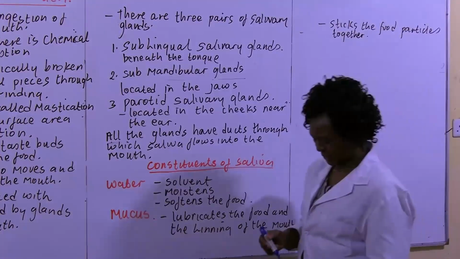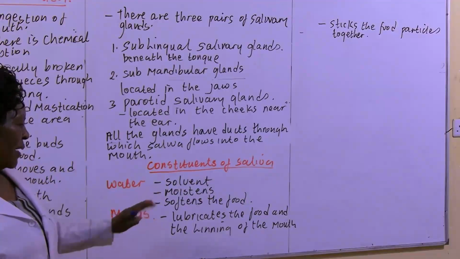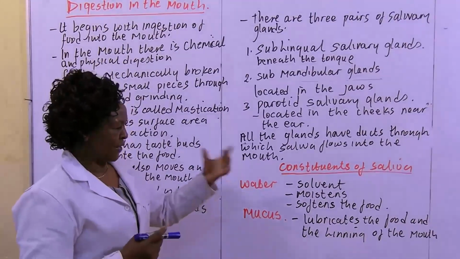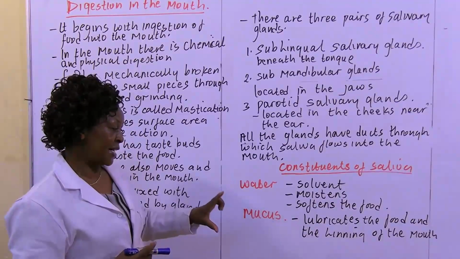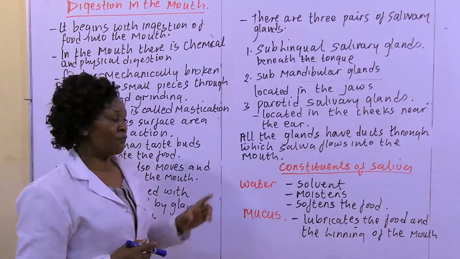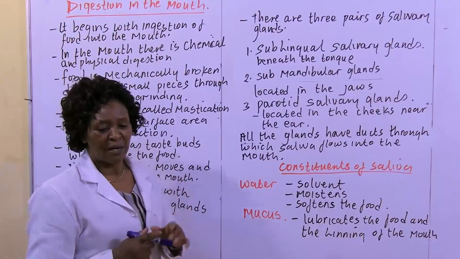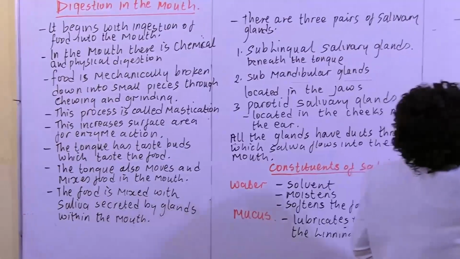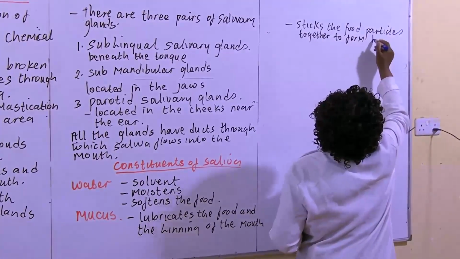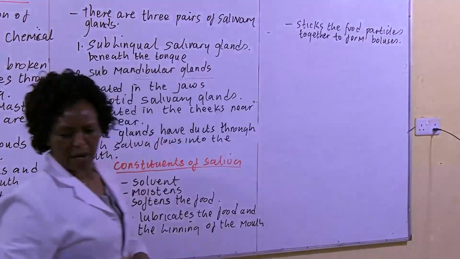So we have mucus in the saliva. This mucus, one, lubricates the lining of the mouth so that this is not injured by the food substances that we take. It also lubricates the food itself, and it also makes the food particles stick together so that they can be able to form boluses, or those balls of food.